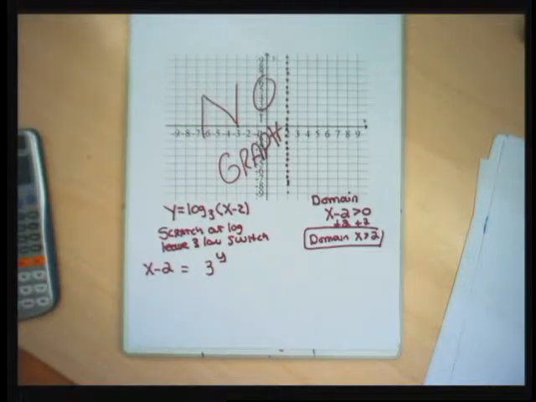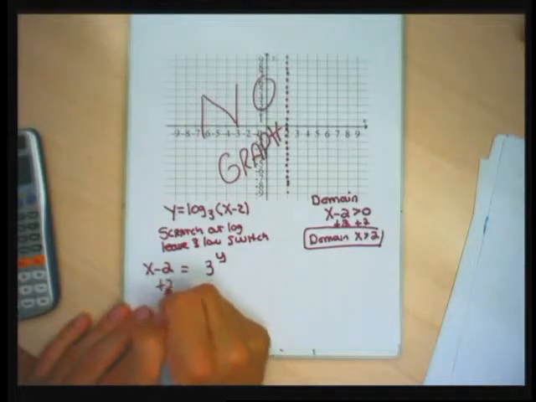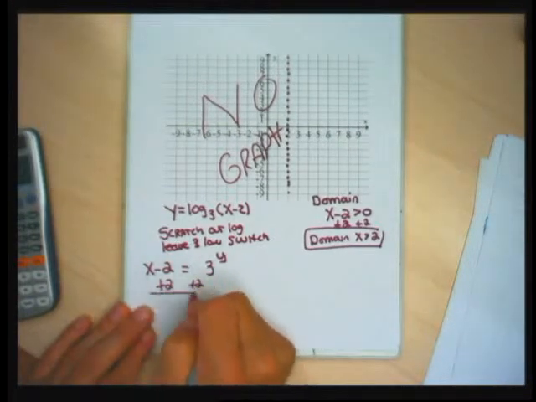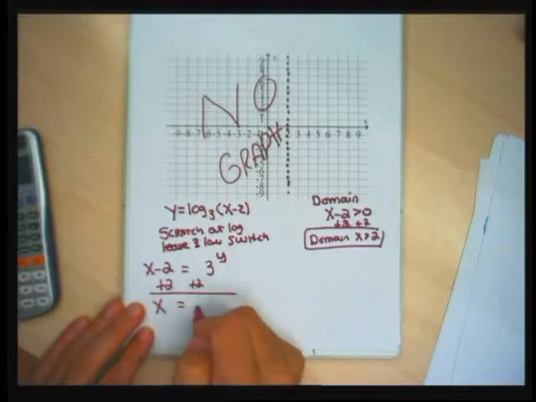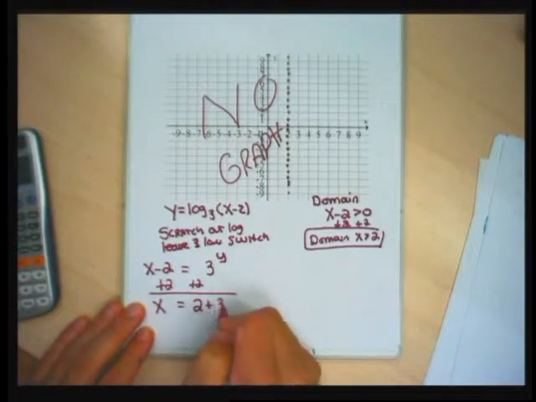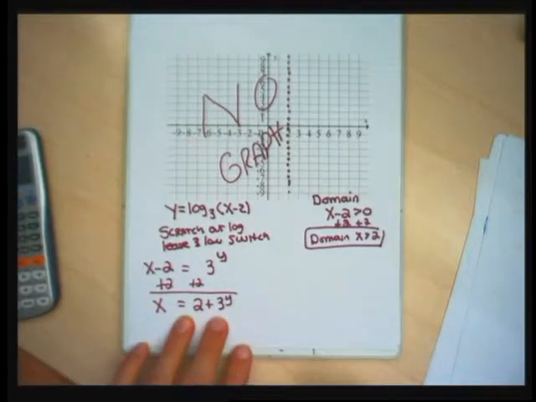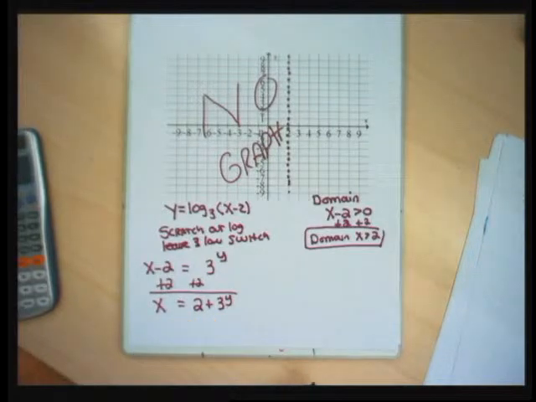For calculator purposes, it's going to help a bunch if I solve this for x. So I'm going to add 2 to both sides. And on the left side, I get x. On the right side, I get 2 plus 3 to the y. You can't add those and get a 5. You can't add something with an exponent to something without an exponent. Now I'm ready to do my table.